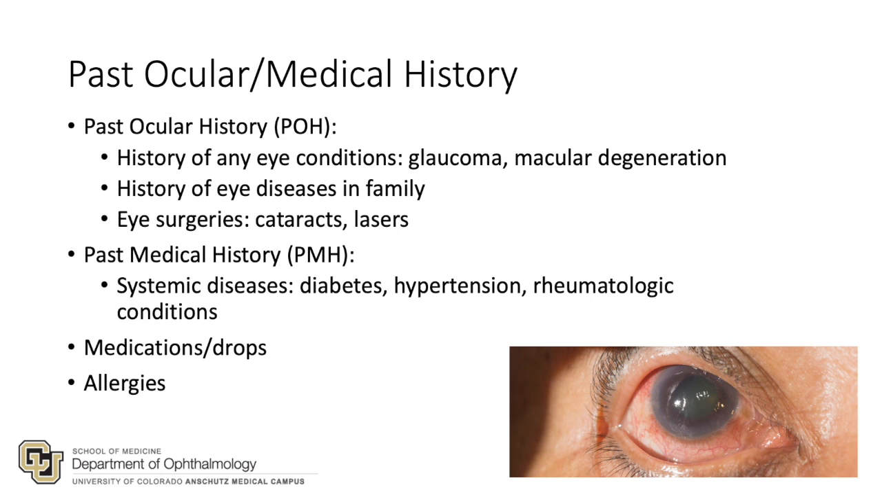Some important ophthalmology-focused questions include past ocular history, history of any eye conditions such as glaucoma or macular degeneration, history of eye diseases in the family, history of eye surgeries such as cataracts or lasers, any past medical history, most importantly systemic diseases such as diabetes, hypertension, or rheumatologic conditions, patient's medications or drops, and patient allergies.